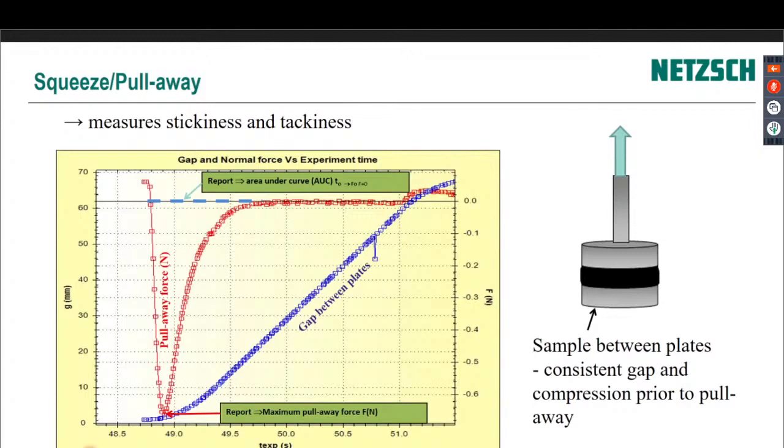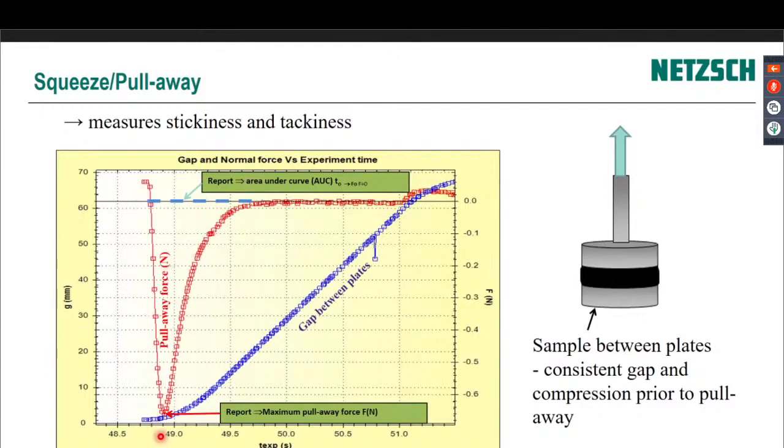So this is the gap in blue. It's the gap there in millimeters, and it's being pulled off. And this is the negative force. So that's how much it's adhering to the surface. And as the gap pulls up, you see the force become very negative. And that's the maximum tensile strength, if you like, of that food in the middle. And then you see it break away.